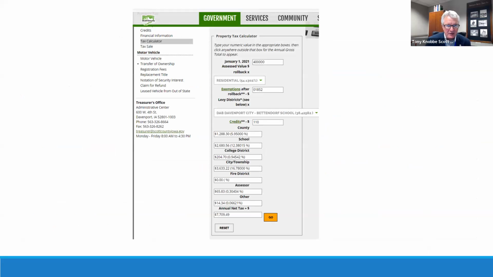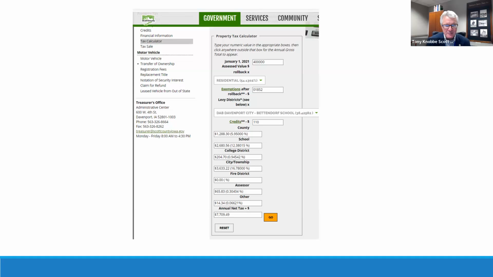All right, on to, there's a tool. If you go and you'll see government highlighted here, hold your cursor over that and scroll down to treasurer. And then in the treasurer's office, you'll see on the left, you'll see a listing for tax calculator. This is that tool that you can use to calculate the estimated taxes on a newly constructed structure. So in this case, I just plugged in $400,000 of value. You'll click on that next box on the down arrow to pick which type of property it is. In this case, I picked residential. So it automatically pre-populates the rollback number.